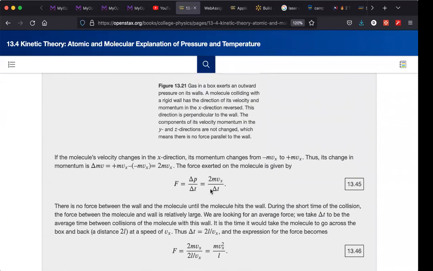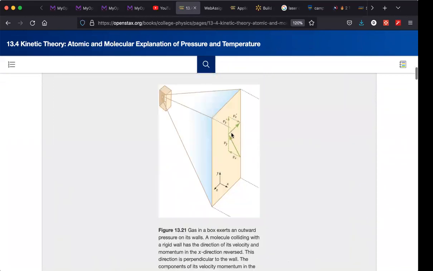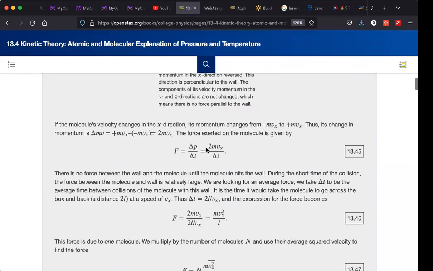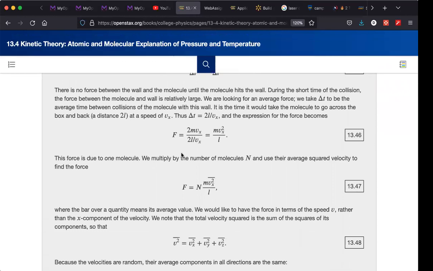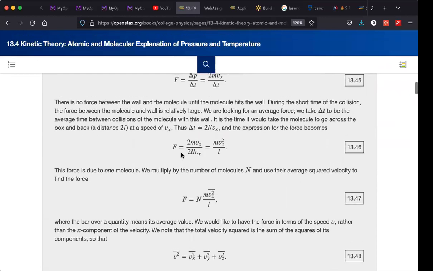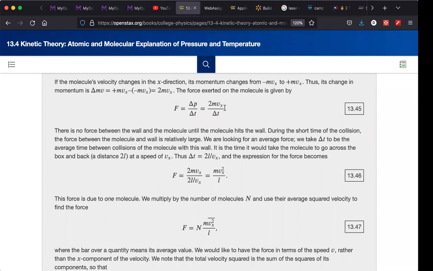Force is equal to the change in momentum over time. The change in momentum as it bounces off this wall, we actually did in a previous chapter. So it essentially ends up being twice the velocity times the mass, or 2mv in the x direction, divided by time. And then you multiply by time on both sides eventually. Well, actually they don't. So here they have 2mv_x over delta t.